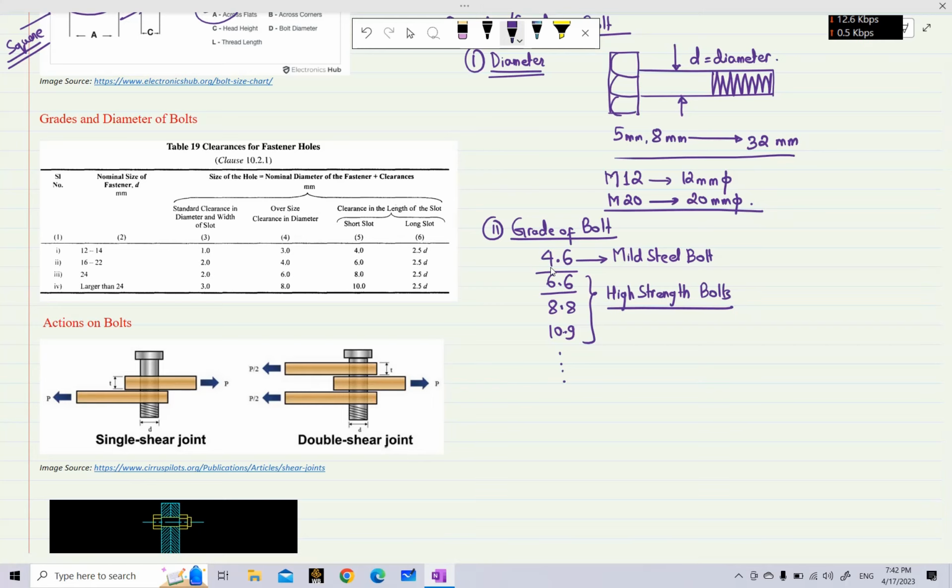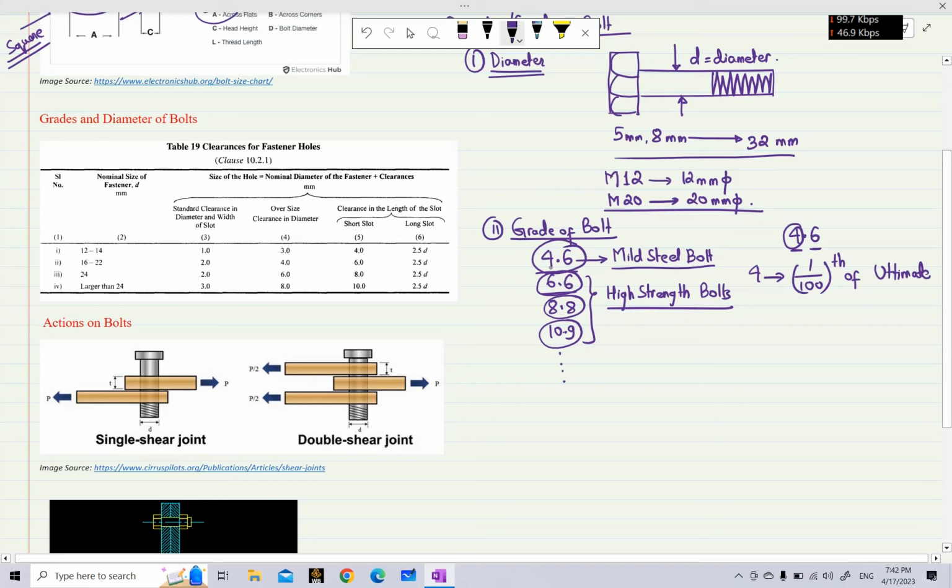So why is this called mild steel bolt? To know this, we have to first understand what these numbers that are representing the grade of bolt mean. For example, let us take this value of 4.6. These two numbers have different values here. So what does this first number 4 represent? This number represents 1/100th of the ultimate stress of material of bolt, that is Fu, in Newton per square millimeter.